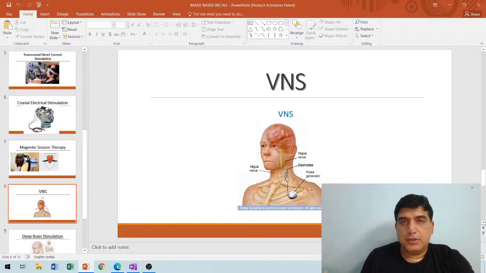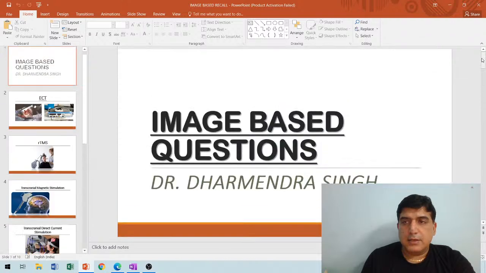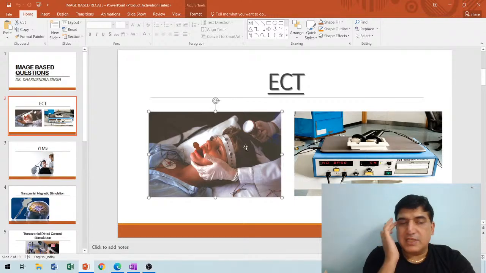VNS, vagal nerve stimulation. Vagal nerve stimulation also, guys, we have between RTMS and ECT. RTMS and ECT, see, you can see ECT we have like this. So we put a gauze between the teeth to prevent any tooth injury, and we put the electrode. This is a previous one, but nowadays we also put the electrode on both sides. This is the tragus of the ear, this is the outer canthus of the eye. We draw an imaginary line, we take a midpoint and 2.4 to 4 centimeters above.